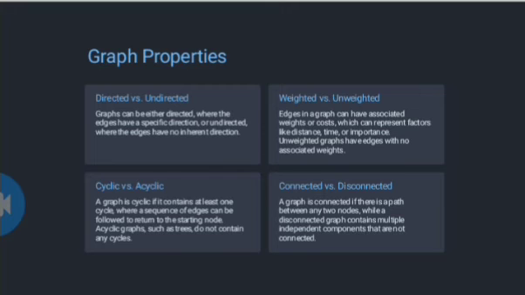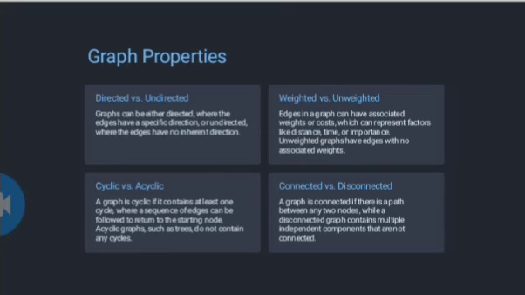Cyclic versus acyclic. A graph is cyclic if it contains at least one cycle, where a sequence of edges can be followed to return to the starting node. Acyclic graphs, such as trees, do not contain any cycles.